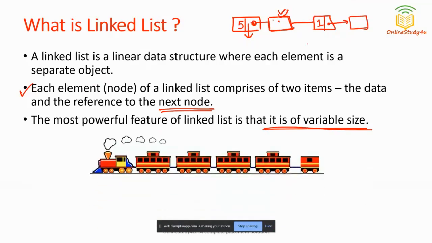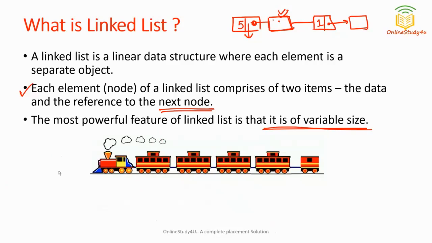Now, just consider this figure. This is a small train. What are the properties of the train? I'm explaining this train right now because when I explain the linked list, it is extremely similar to a train. Some of the properties are these.